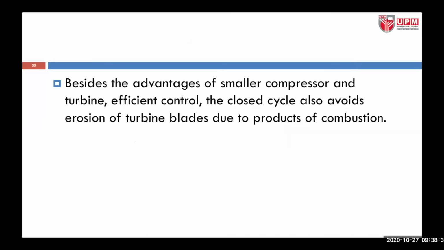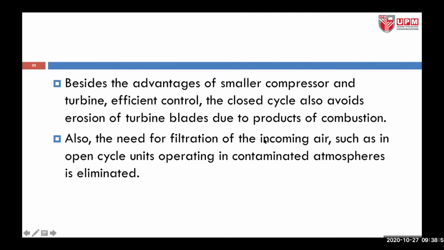So besides the advantages of a smaller compressor and turbine and efficient control, the closed cycle also avoids erosion of turbine blades due to products of combustion. Also, the need for filtration of the incoming air, such as in open cycle units operating in a contaminated atmosphere, is eliminated. So imagine you have a gas turbine engine.